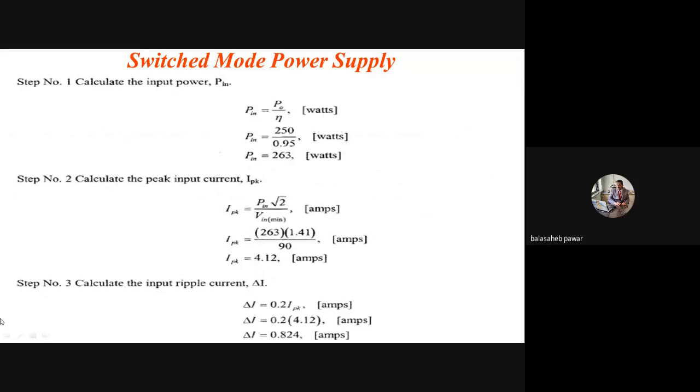Then calculate the input ripple current, that is delta I, to the primary of the high frequency transformer. That delta I is 0.2 times I peak, and it comes as 0.824 amperes.